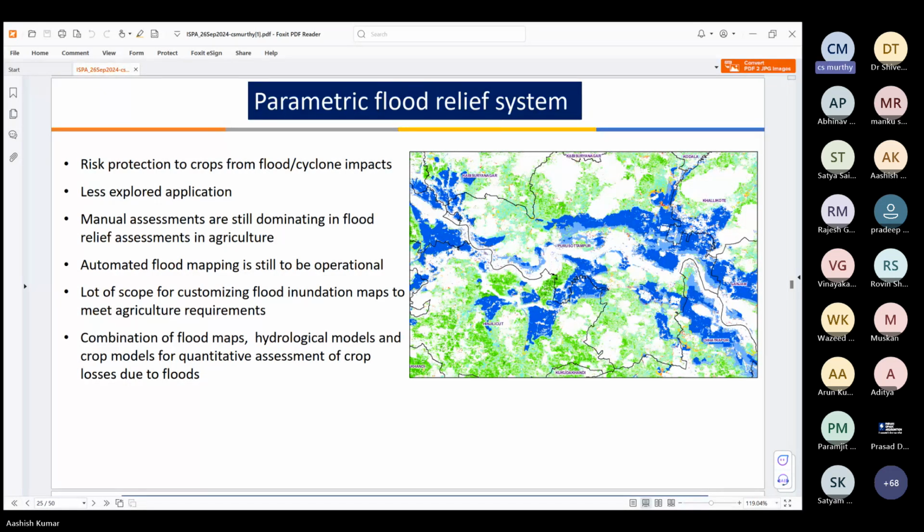So the flood maps and the crop maps integration and assessing the crop losses with the support of other data sets, this is one important thing which has not been addressed till now in the country. Although we are generating flood maps and delivering them to various users, the impact of flood on agriculture is still an unaddressed area. Although this is a doable thing, it has not been achieved till today.